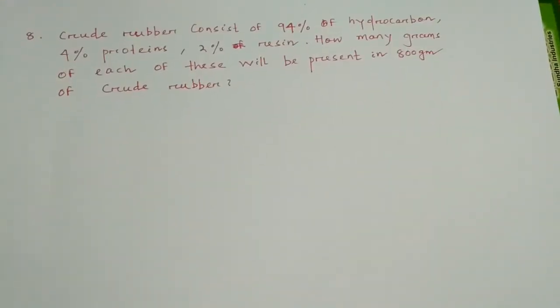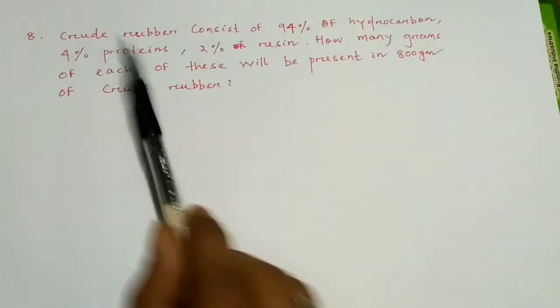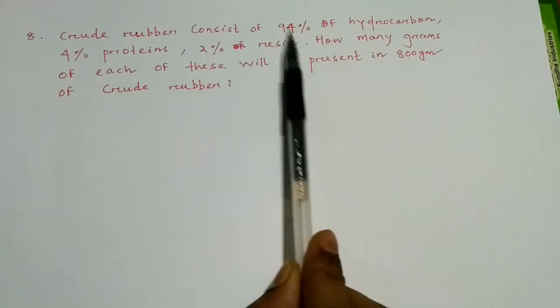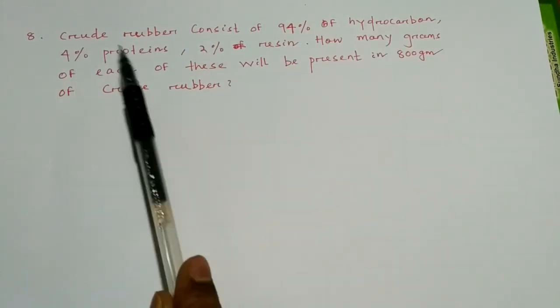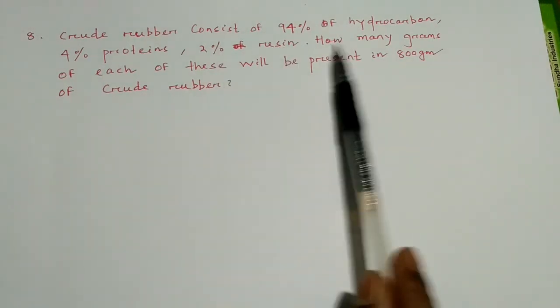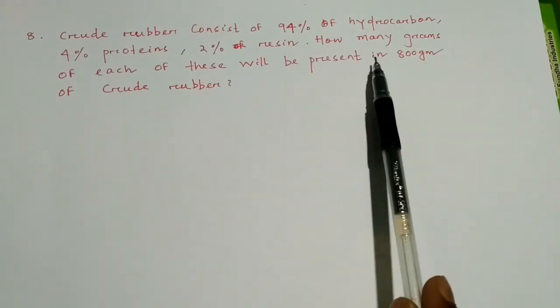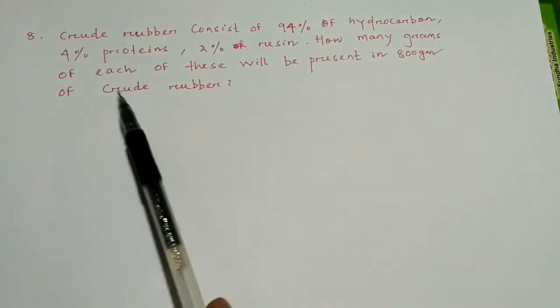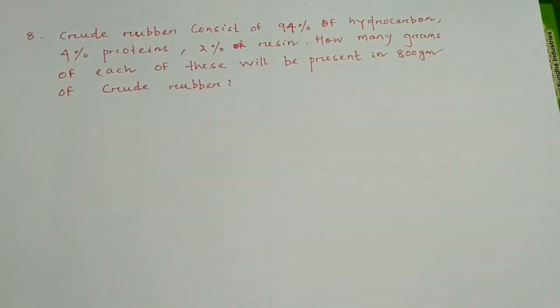So friends, here is your question number 8. Crude rubber consists of 94% of hydrocarbon, 4% of protein, 2% of resin. How many grams of each of these will be present in 800 gram of crude rubber? This is quite similar to the previous one. I think you can do it by yourself.